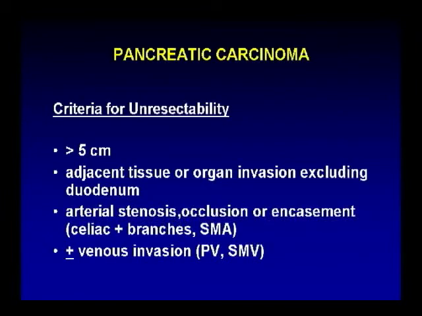These are the criteria for unresectability: a large mass greater than 5 centimeters. If there is extension into adjacent tissues or organs except for the duodenum. Why? Because the duodenum is removed during a Whipple's procedure. If there's evidence of arterial involvement, stenosis, occlusion, or encasement.